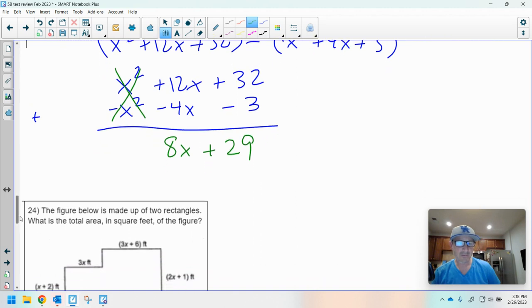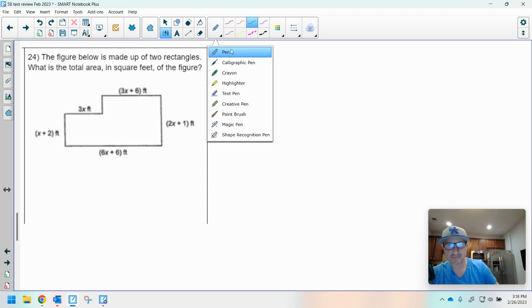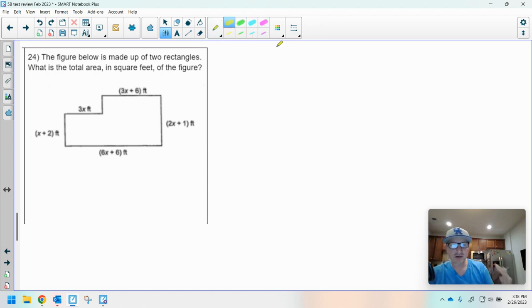All right, next. These are fun sometimes. They want to know the total area of this figure. I think with these, it's really hard to see until you see it, and then it's hard to not see it once you see it. So we have this side right here. That's 2x plus 1. We have this side right here, 6x plus 6. We have this side right here, x plus 2. We have this side right here, 3x.